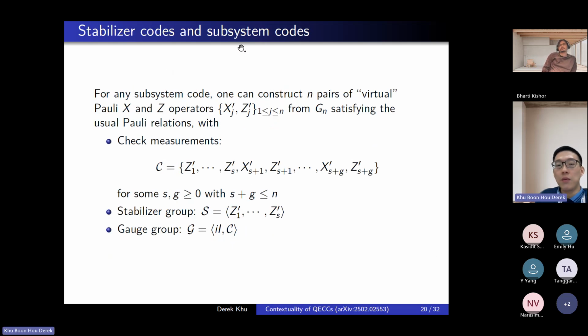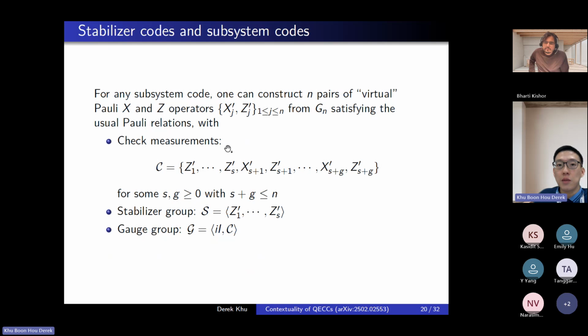And so the important property that we need to use of subsystem codes is that we can construct n pairs of virtual Pauli X and Z operators. So we call these Xj prime and Zj prime, and they should satisfy the usual Pauli relations, which is that Xj prime would anti-commute with Zj prime if the two j's are the same, but Xj prime and Zk prime would commute, and so would all the X's and all the Z's.